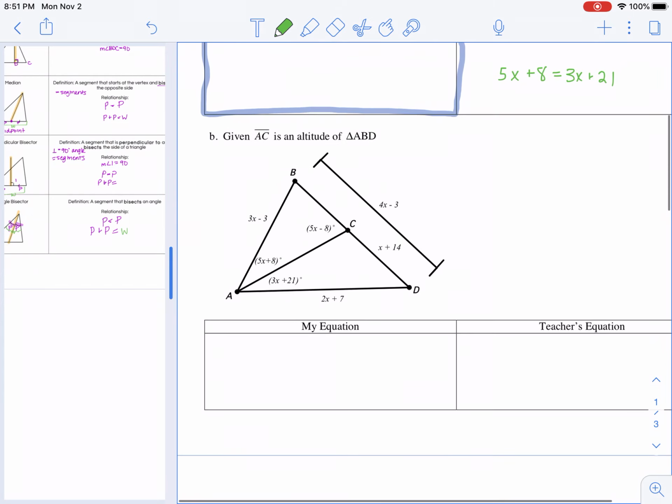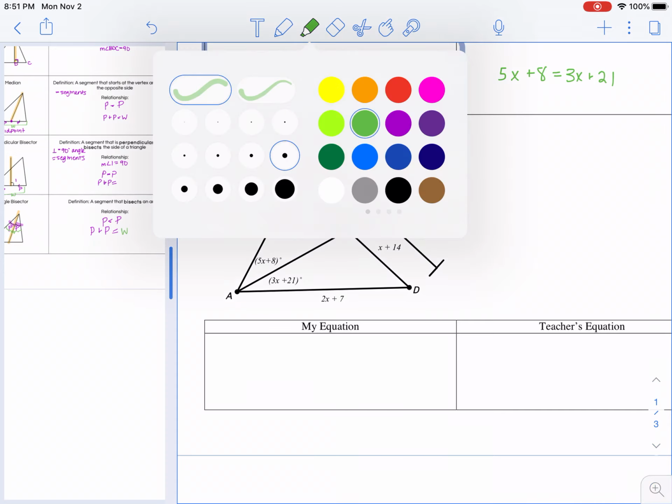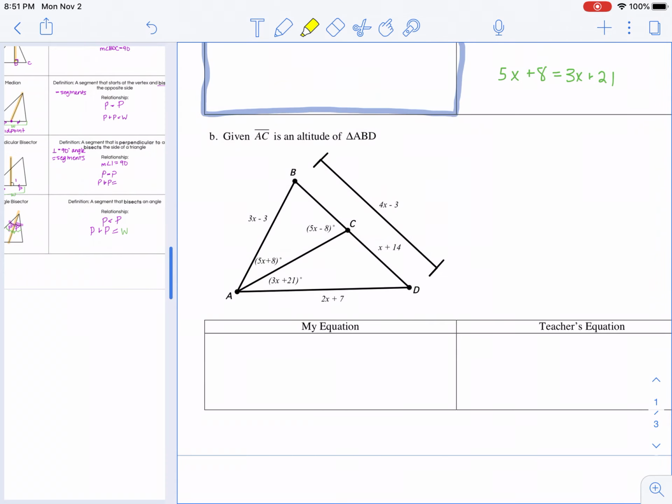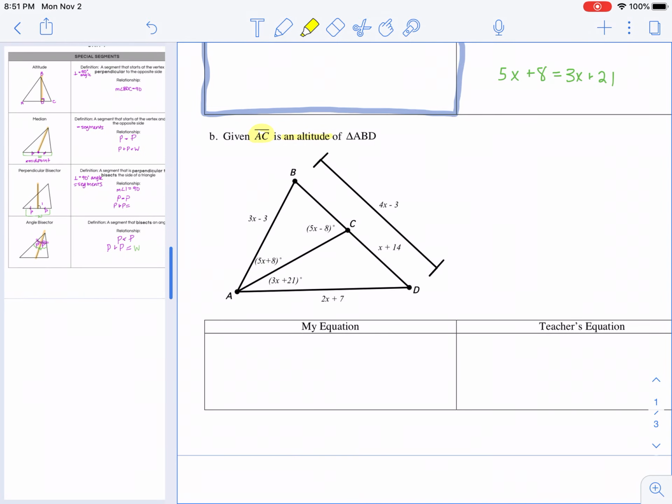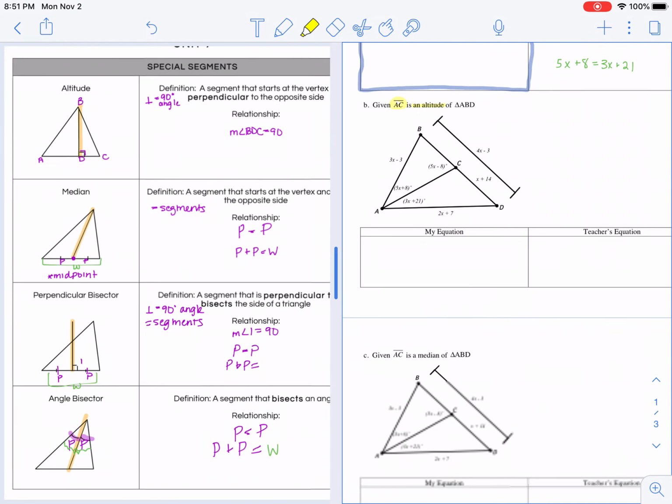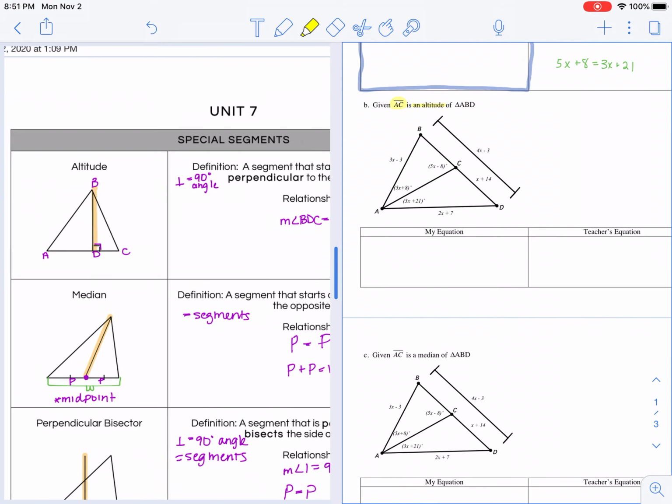All right, so we're going to change it a little bit. The next one now is segment AC is an altitude. So if you notice, I have the same picture. It looks exactly the same. We did that intentionally. We're just changing what type of segment. So if I were to give you that same picture and tell you an altitude, it's going to change.